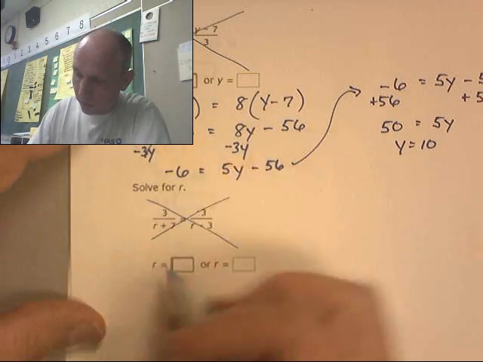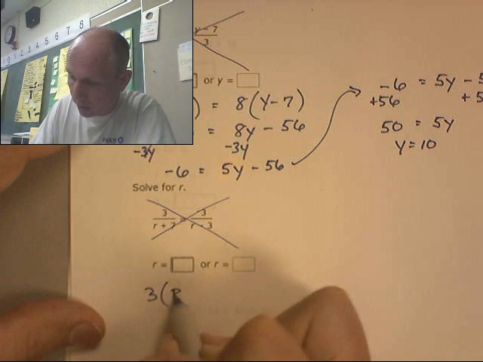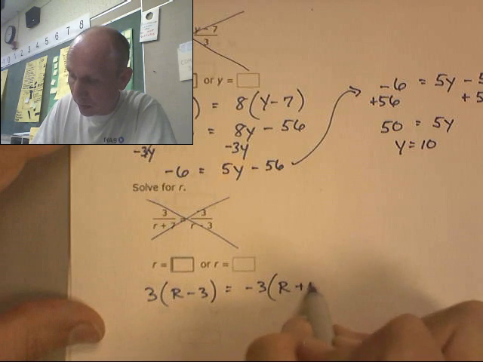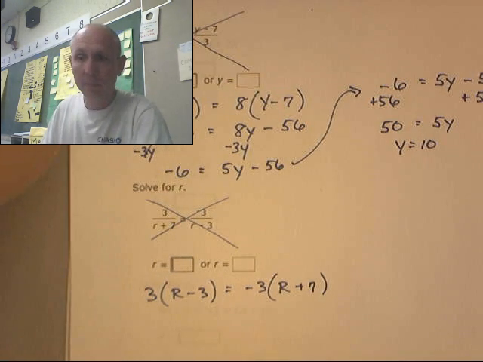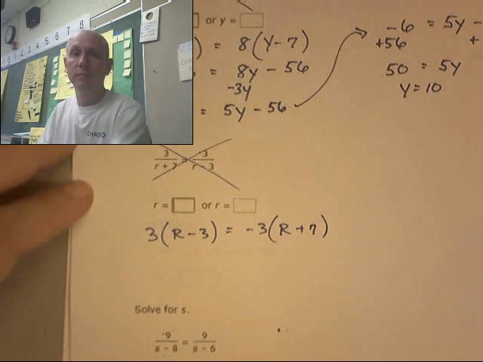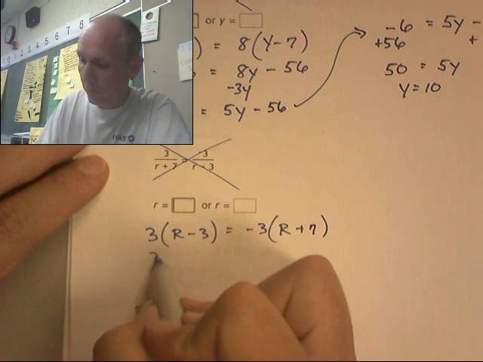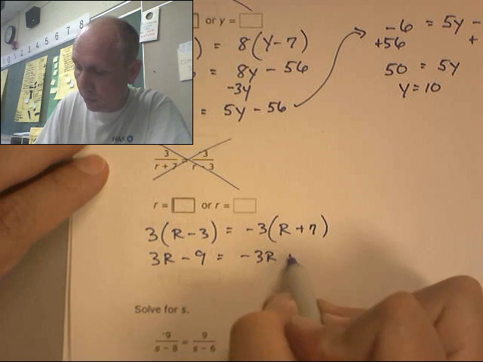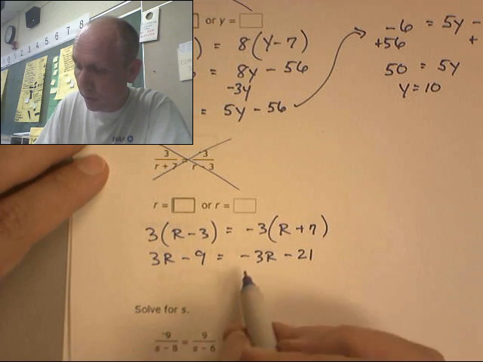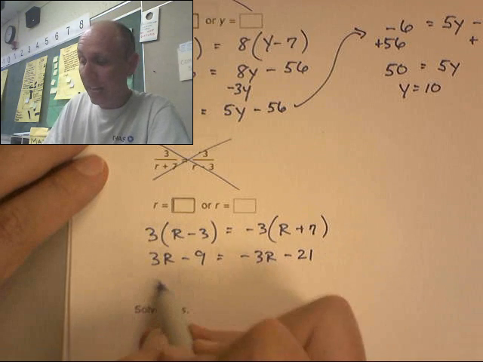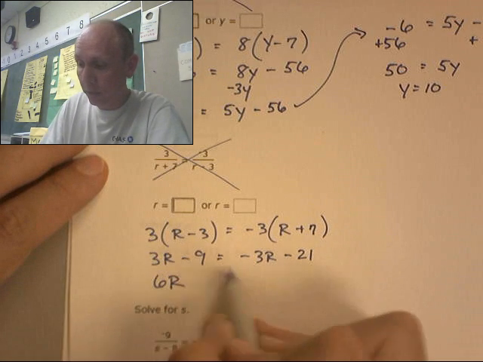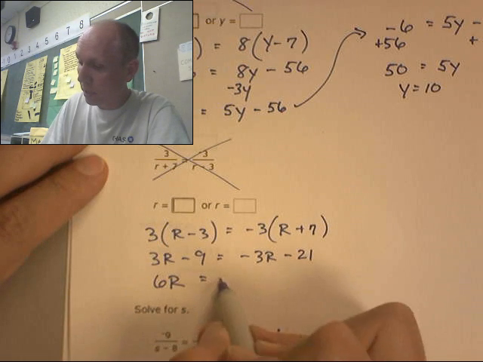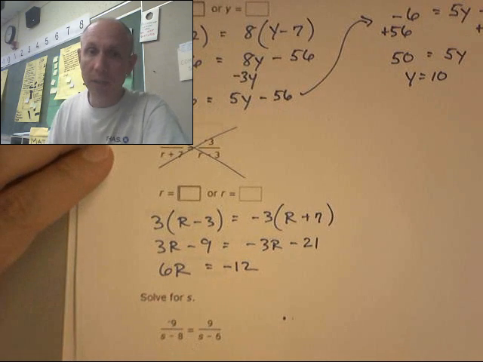Once again, I'm going to cross multiply. That's going to be 3 times r minus 3 equals negative 3 times r plus 7. I'll distribute it. 3r minus 9 equals negative 3r minus 21. I'm going to add 3r to both sides, that gives me a 6r over here. And I'm going to add 9 to both sides, that gives me negative 12 on the other side.